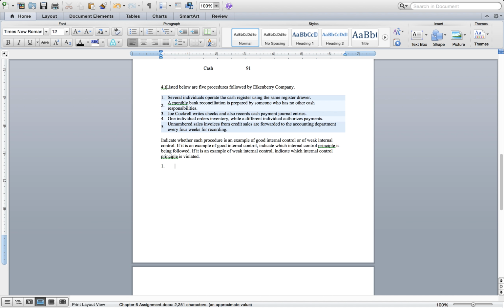Number 1 says, several individuals operate the cash register using the same register drawer. That's going to be a weak internal control, and the principle being violated is establishment of responsibility.